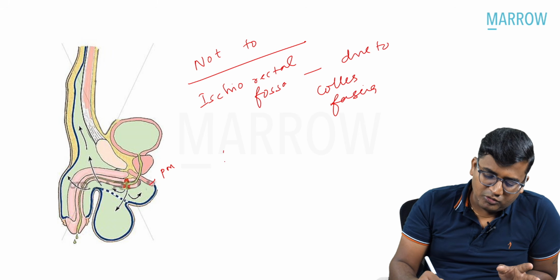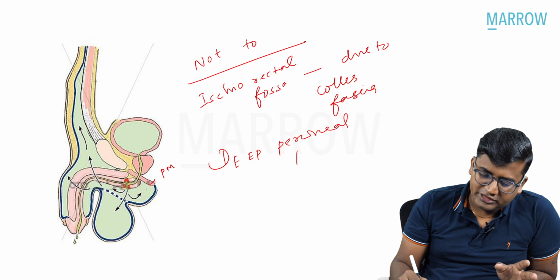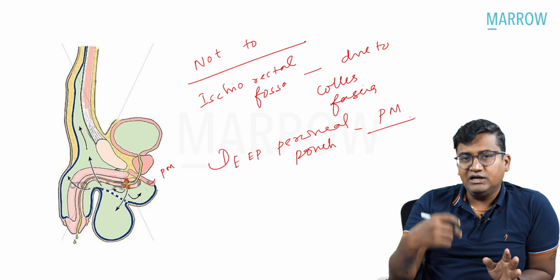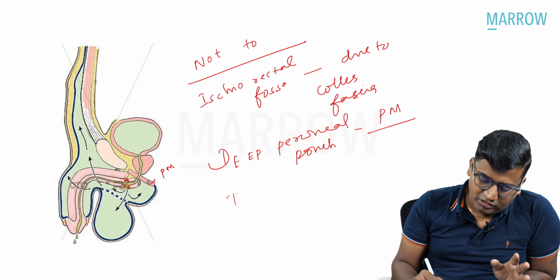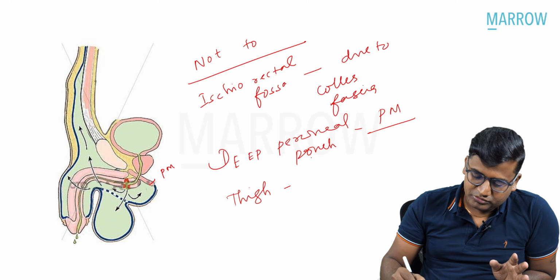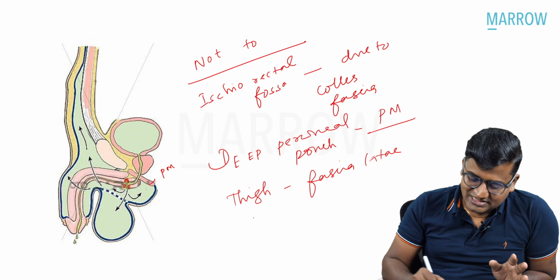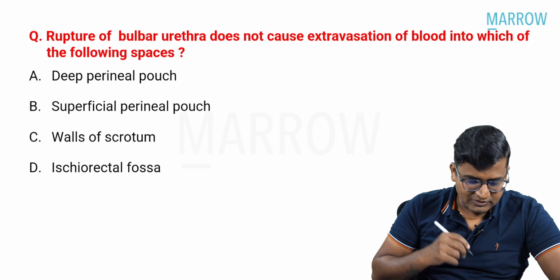And the urine will not go to the deep perineal pouch, because the perineal membrane prevents the entry of urine into the deep pouch. And the urine will not go to the thigh due to the fascia lata. Now these are the areas the urine will not extravasate. Okay. Now see the question.